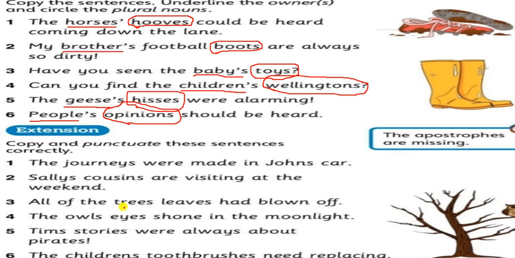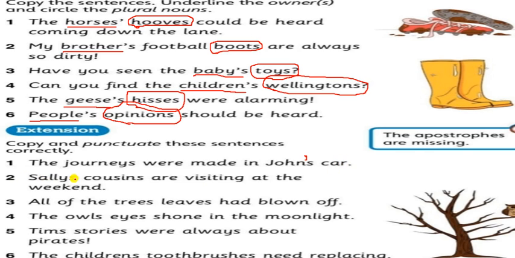The first one, number 1. The journeys were made in John's car. So the plural of the word journey is journeys. Were made where? In John's car. So the boy's name is John, and this is his car. So it's going to be apostrophe s, John's car.